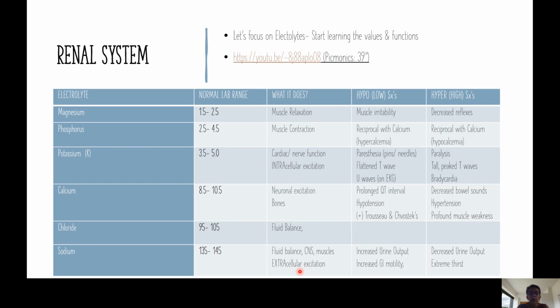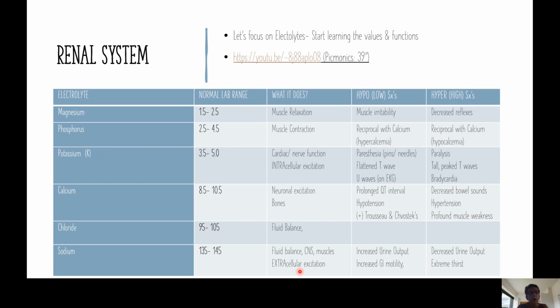If it is too low, if there's not enough sodium in your bloodstream, then there's not enough to hold the fluid into your bloodstream, so you'll have an increased urine output.